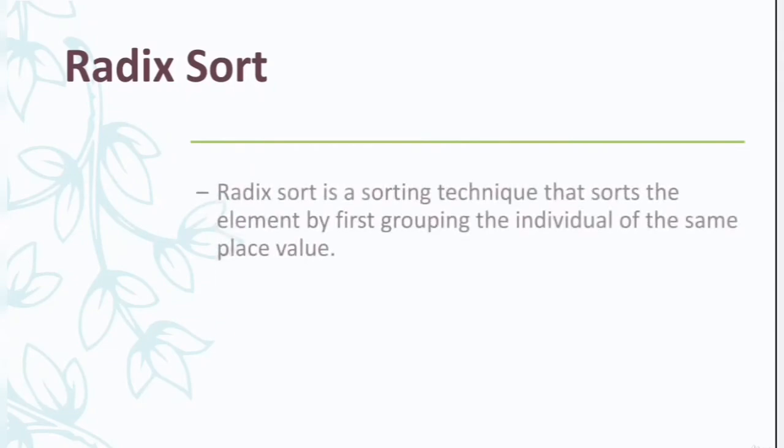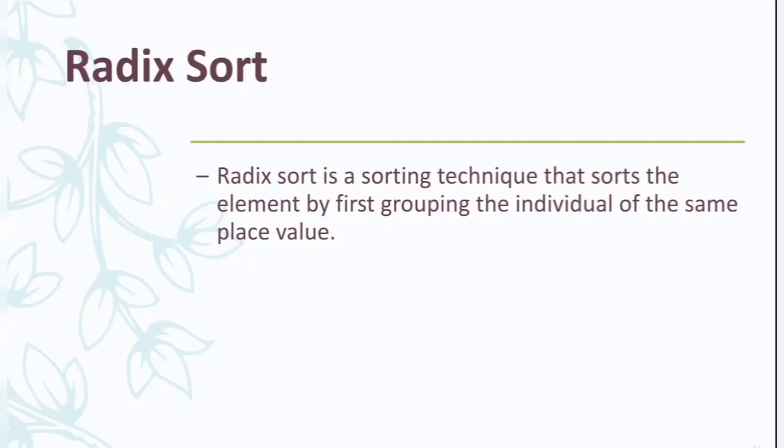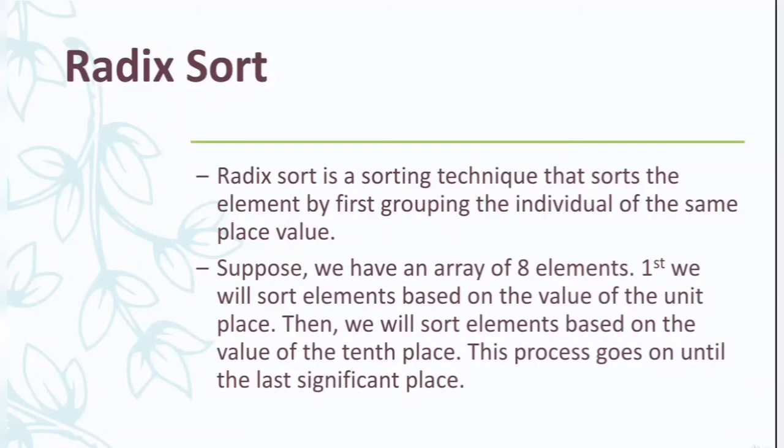Let's move ahead to the next sort in our session, which is radix sort. So what is it? Radix sort is a sorting technique that sorts the elements by first grouping the individual digits of the same place value. That is, it may be the units place, tens place or hundreds place. Suppose we have an array of 8 elements. First, we will sort elements based on the value of the units place. Then, we will sort elements based on the value of the tens place. This process goes on until the most significant place.